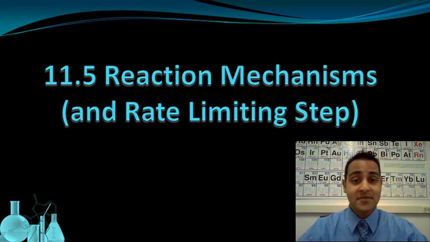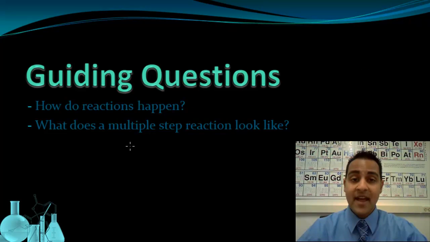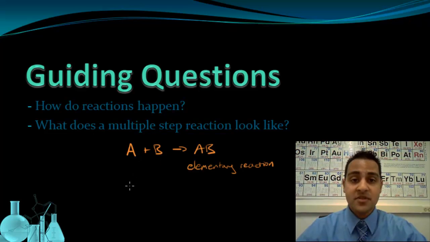Welcome to reaction mechanisms. So far, we've considered reactions as occurring in a single step when we're talking about reaction rates. We saw this in 11.3 with the reaction A plus B yields product AB. The single step here is A combining with B, and because this happens in one step, we call this an elementary reaction. We also saw that we could represent the rate of this reaction as rate equals a specific rate constant times the concentration of A times the concentration of B.